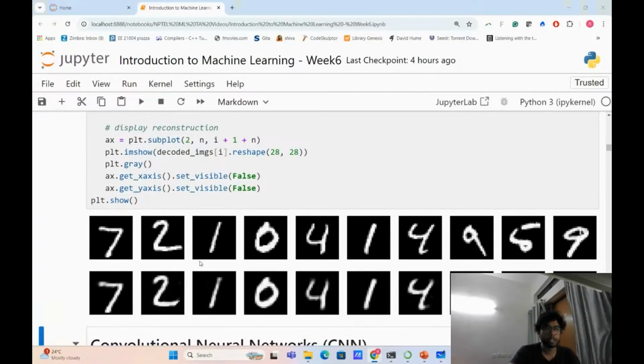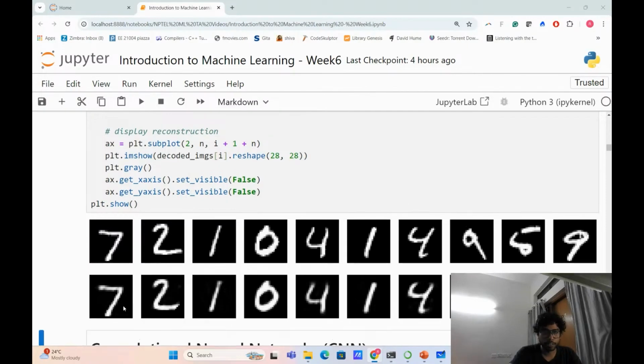So since you don't have such high computational power, you want to reduce your data to a lower dimension using these autoencoders, and these are the lower pixels that you see. These are the encoded images that you see.